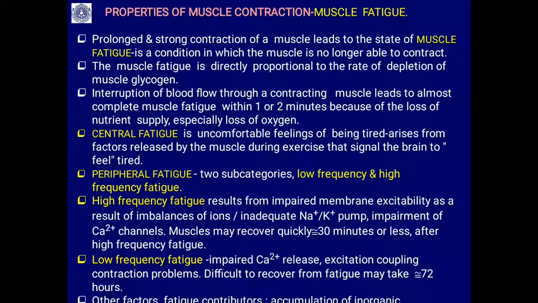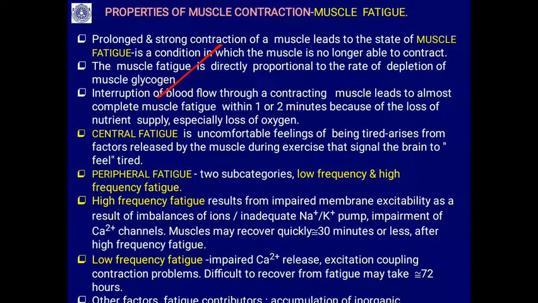Okay. So next, muscle fatigue. Prolonged and strong contraction of muscle leads to the state of muscle fatigue. If you are holding a heavy weight for a longer duration, later you feel you can't hold it. So that is what muscle fatigue is, a condition in which the muscle is no longer able to contract. Muscle fatigue is directly proportional to the rate of depletion of the muscle glycogen. So there is no ATP, so you can't lift so much weight for longer.